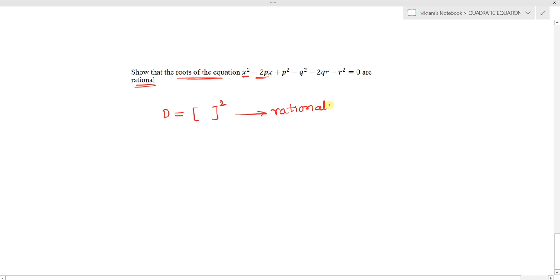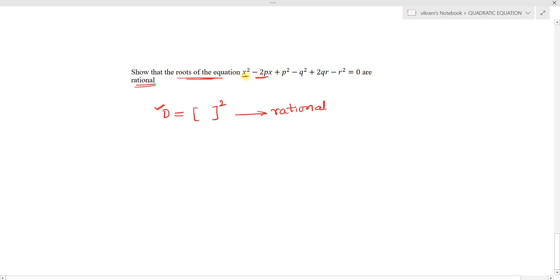Just watch the video on the introduction to quadratic equations. I am leaving it in the cards. Watch this video, then you will be able to know that the roots are rational if the discriminant is expressed as a perfect square.